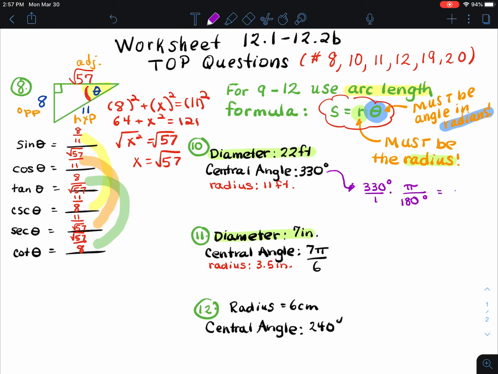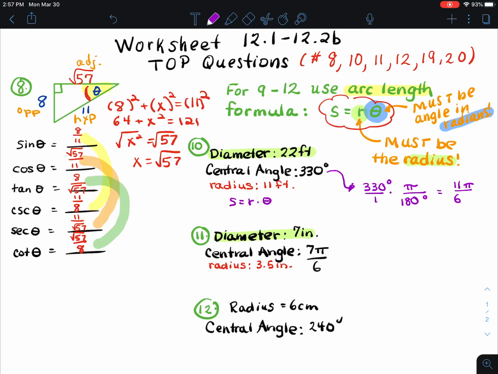Now remember, technically on the calculator, you're going to type in 330 divided by 180. Then you have the calculator switch that back into a fraction, and you should see that it comes out to 11/6. But then you have to attach that pi symbol back onto the answer. This right here, 11 pi over 6, is your central angle expressed in radians, because that's what the formula is asking for. Okay, so now I'm good to go here.